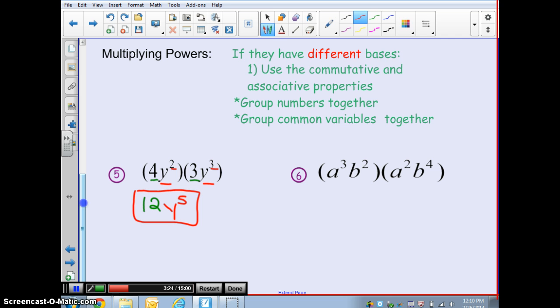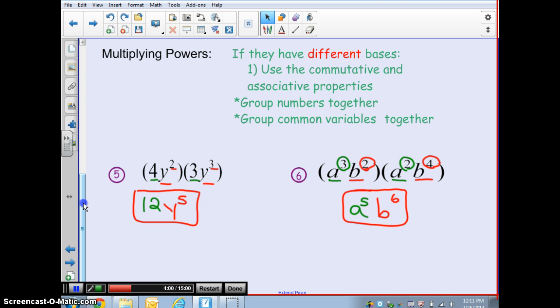Okay, let's take a look at number 6. Number 6, I have 2 different bases. I have an A, A to the 3rd and A squared. I'm going to write down that common base, and I'm going to add the exponents. So 3 plus 2 will give me 5. And then the second base we have is a B. We have B squared and B to the 4th. So again, I'm going to write down that base, and I'm going to add the exponents. 2 plus 4 gives me 6. So when I multiply these together, my answer is going to be A to the 5th, B to the 6th.